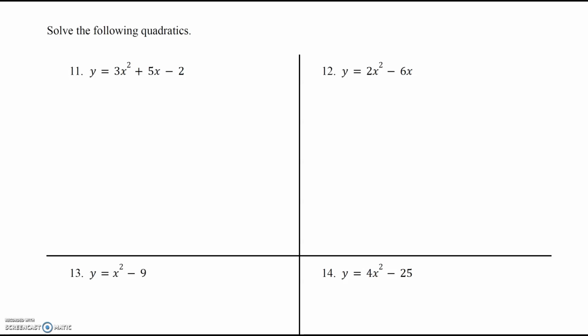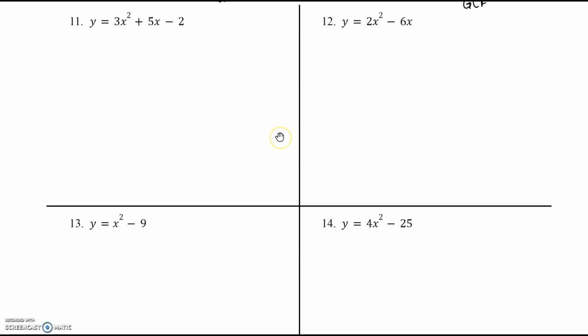Hello. So as you're working on the problems in the notes today, starting on page 5, I thought I'd give a little bit of a hint here. Number 11, this is factoring with a greater than 1. Number 12, not 2, number 12. You're thinking GCF for that one.